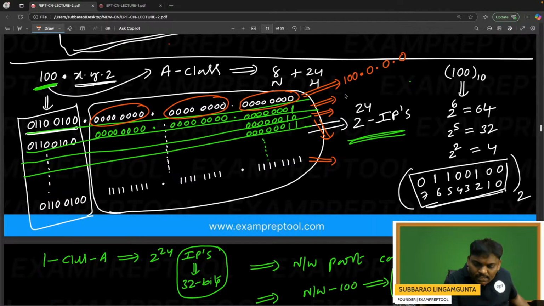If you see the second one, the network part is 100 only. The second octet is also 0, the third octet is also 0. The fourth one, if you observe, has a decimal value of 1.